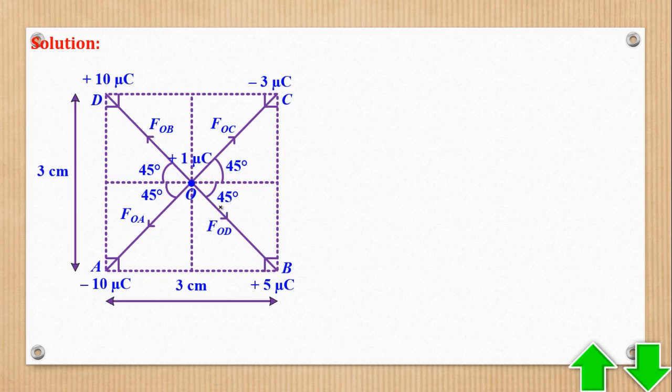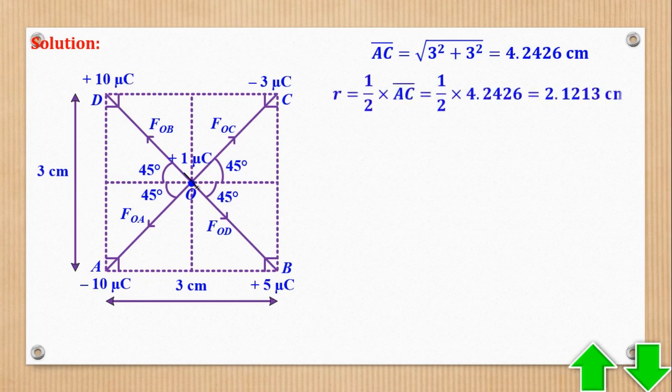After showing the directions, next is to calculate. But to calculate, I need to first get the separation. So to get the separation, I have to get the length of the whole diagonal AC, which is this. Then from there, remember that this diagonal is cut into 2 equal parts. So half of it will be my separation, which is 2.1213 centimeters.